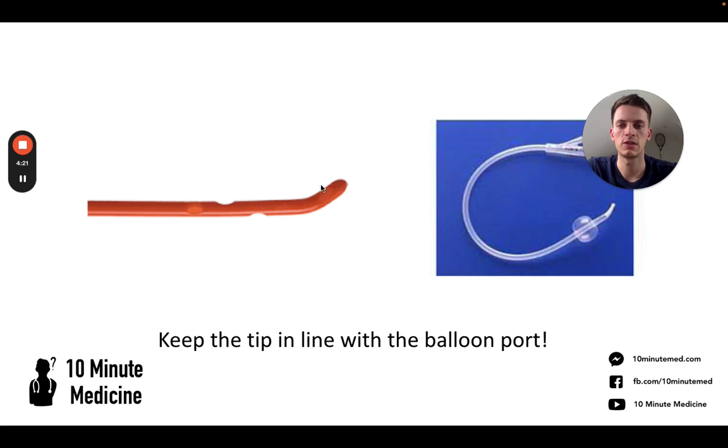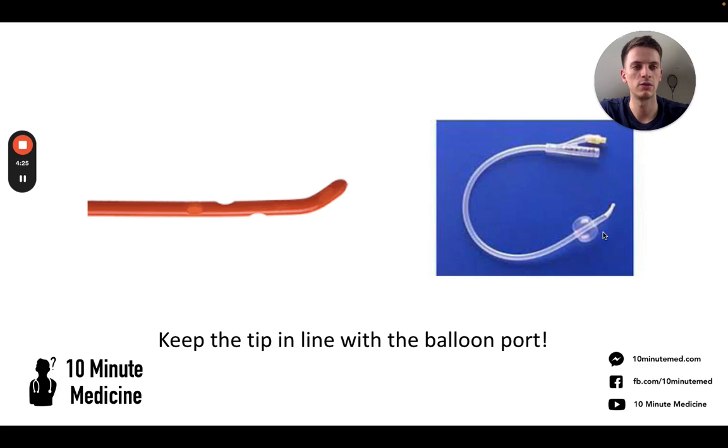This is the Tiemann or coude tip catheter. The curved end of the catheter will help guide the catheter around the membranous urethra. When you're inserting it, make sure you keep this tip in line with the balloon port, so you know it's facing upwards. If the tip is facing downwards, it's not going to have any benefit. It's probably going to make it even harder. So make sure that tip is facing upwards as you're looking at the patient.